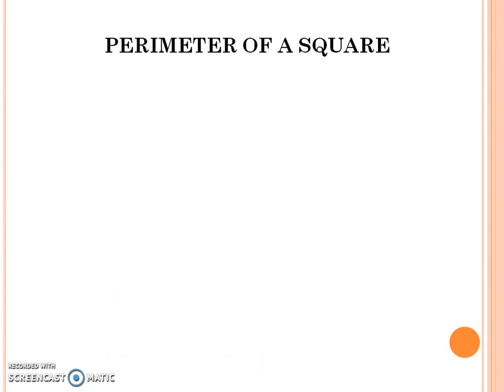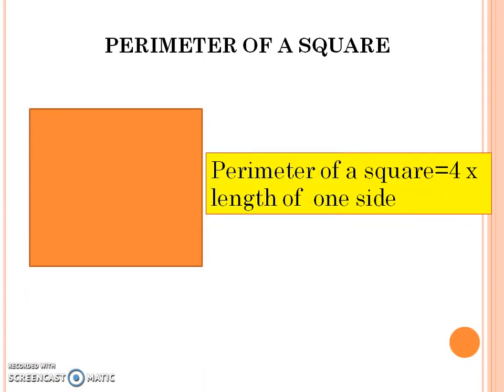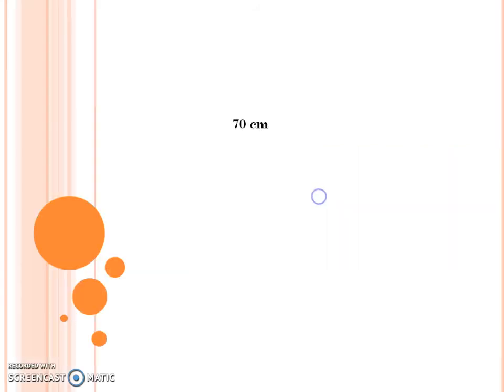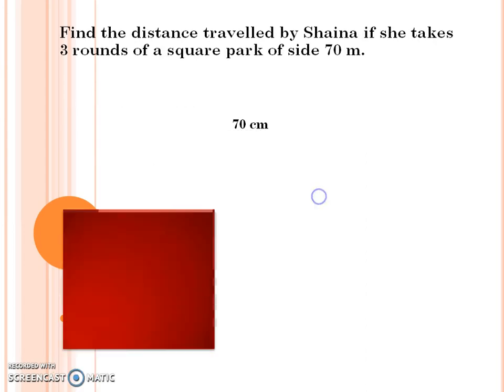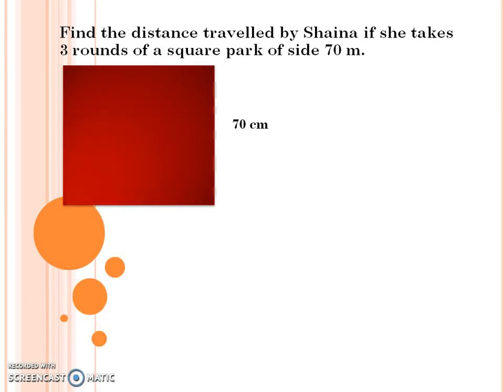Alright. Now let us see the perimeter of a square. Okay. Now, in order to know the perimeter of a square, the formula that we are going to use is 4 into length of one side. As you all know, in a square, all the sides are equal. Okay. So this is the formula that you are going to use to find out the perimeter of a square. Okay. Find the distance traveled by Shaina if she takes 3 rounds of a square park of side 70 meter.